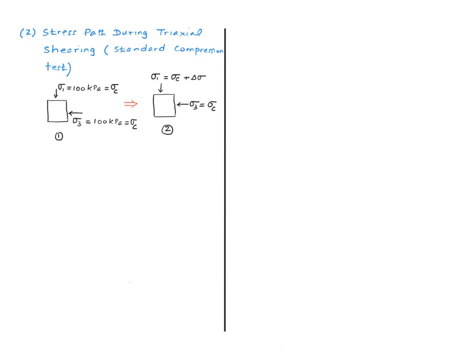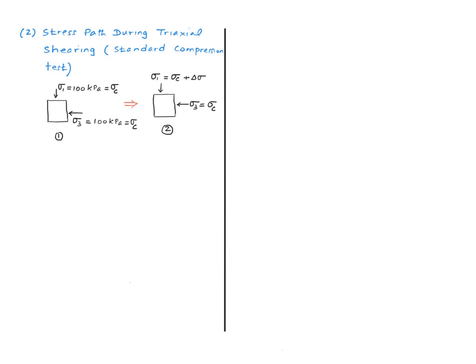Now let's consider the other part of the standard triaxial test, which is triaxial shearing. Say the specimen has been consolidated to a consolidation pressure of 100 kilopascal. The cell pressure at this stage is 100 kilopascal. Now we are increasing the deviatoric stress in order to shear the sample. If you increase delta sigma, we call this a compression test.